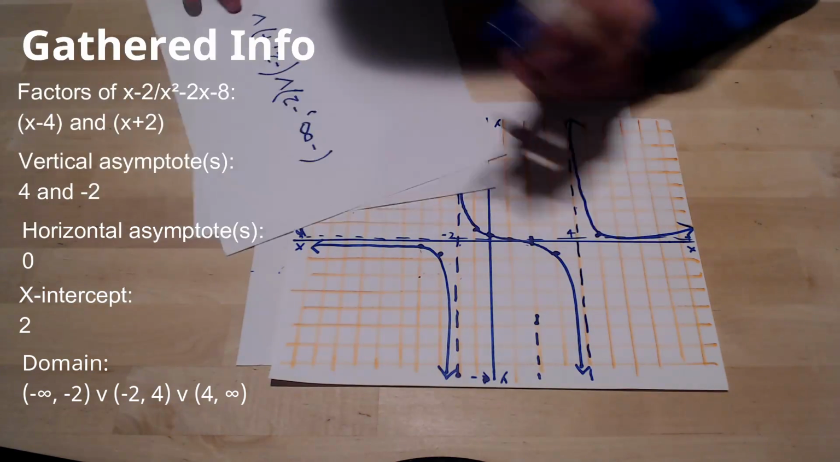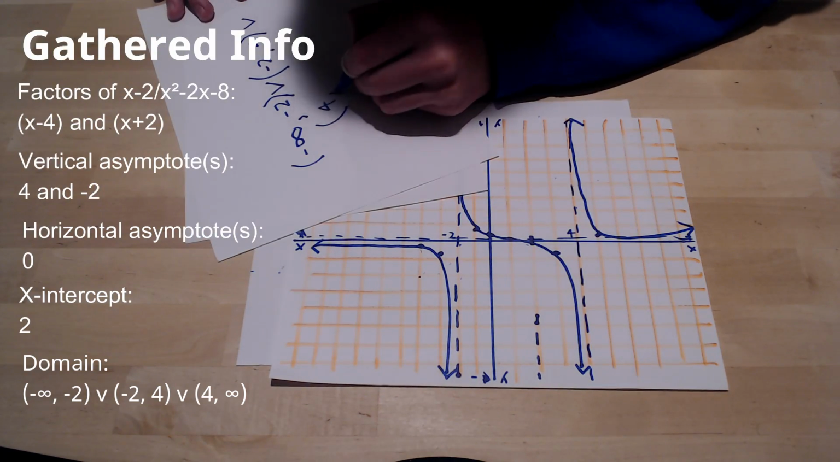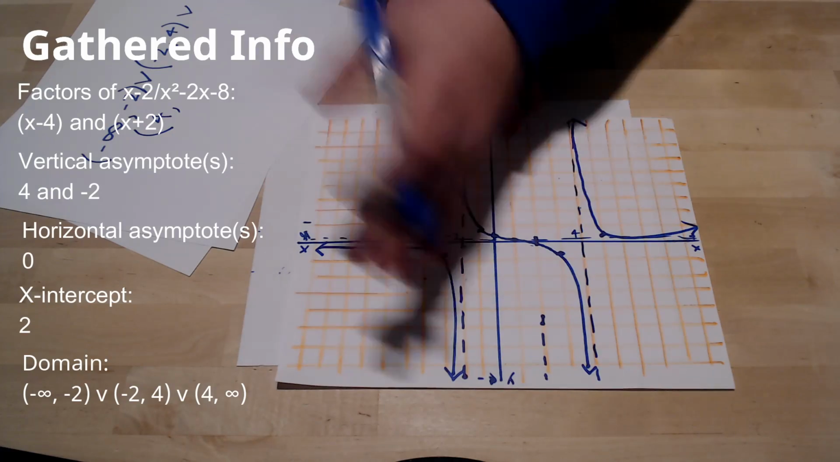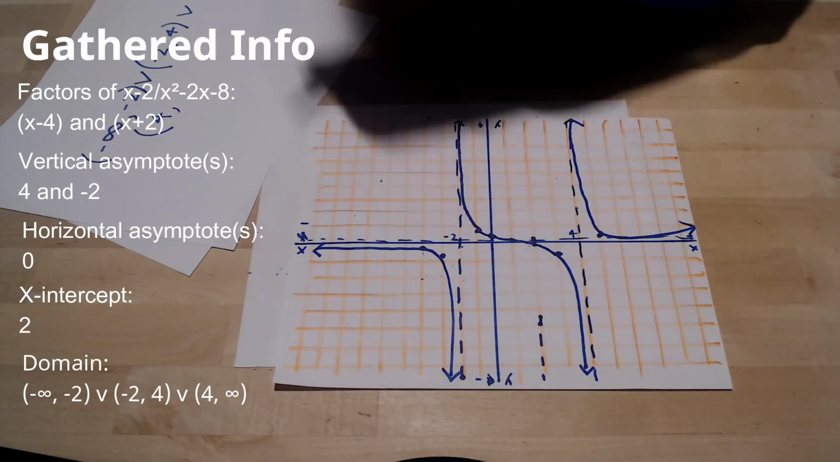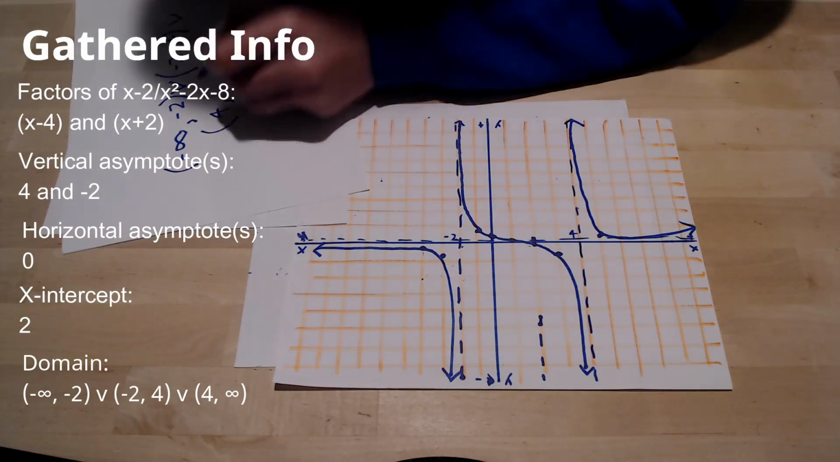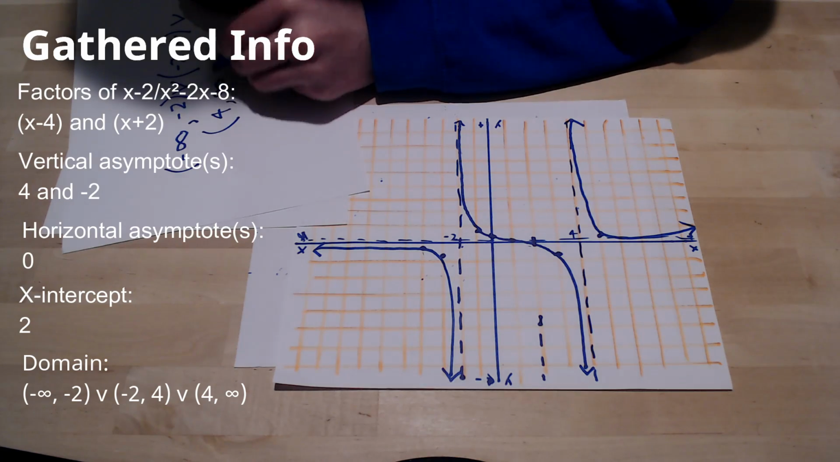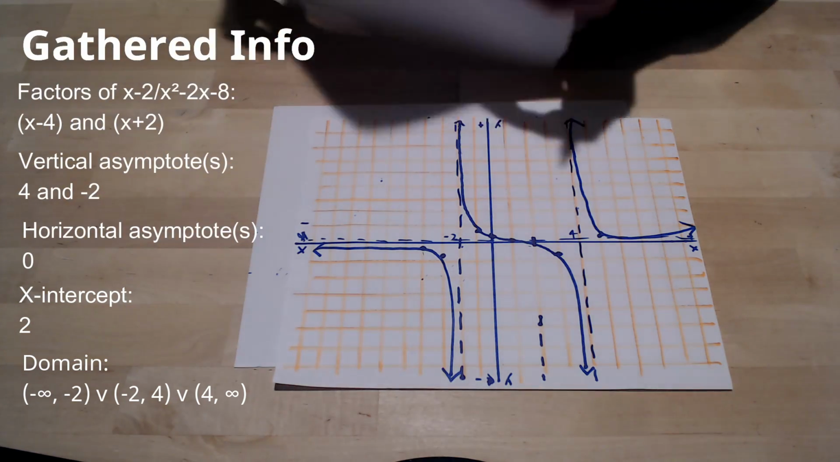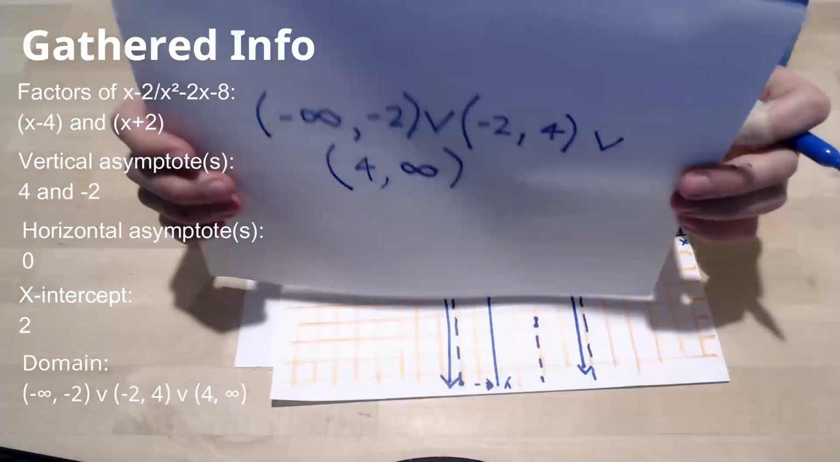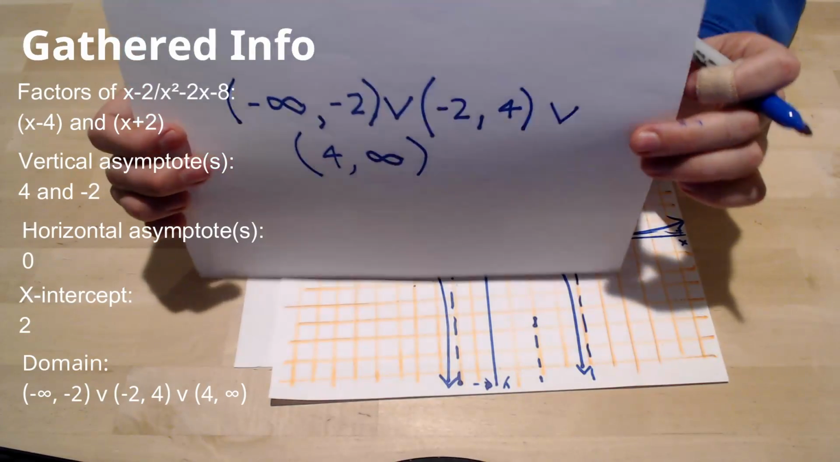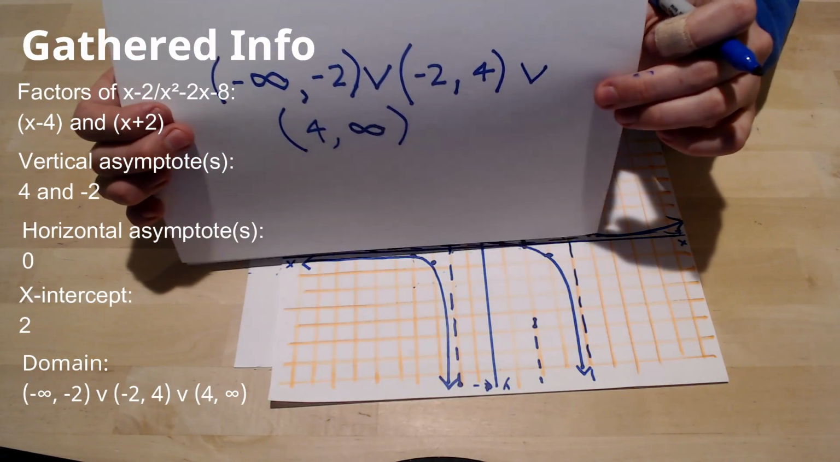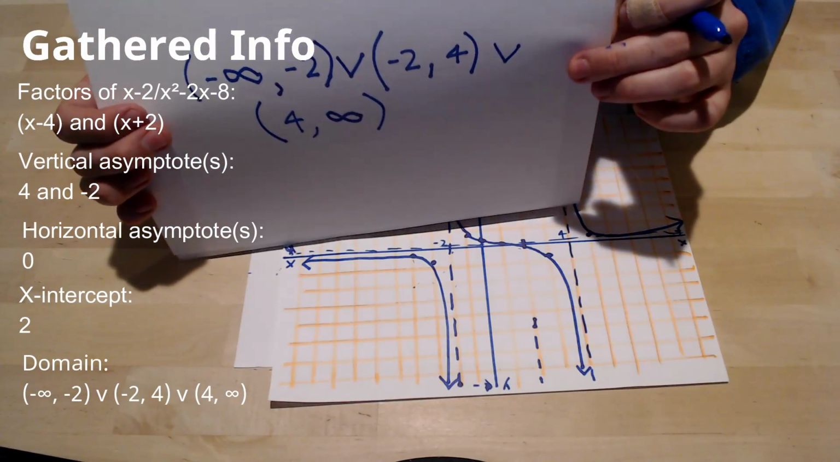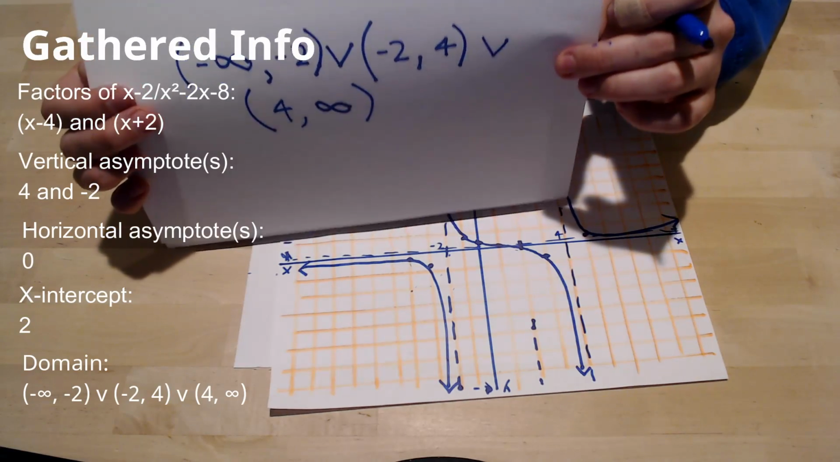You start off here at 4. So 4, comma, and there's nothing blocking you for the rest, for any other number after this. So (4, infinity). So this is what your domain is going to look like. So (-infinity, -2) union (-2, 4) union (4, infinity).